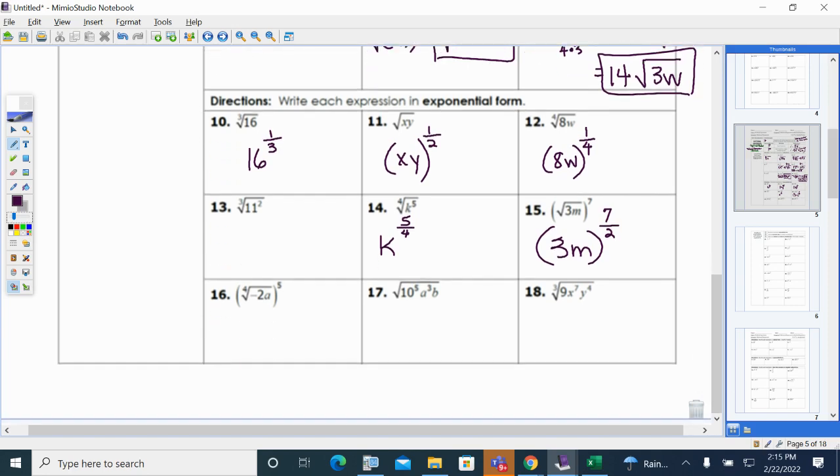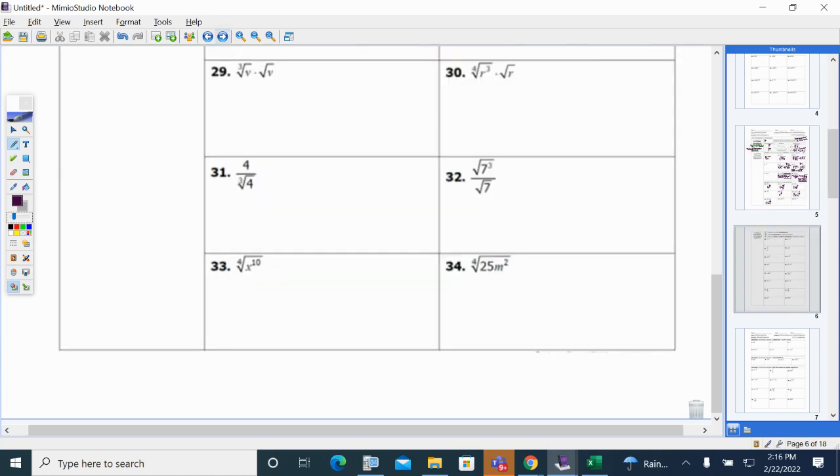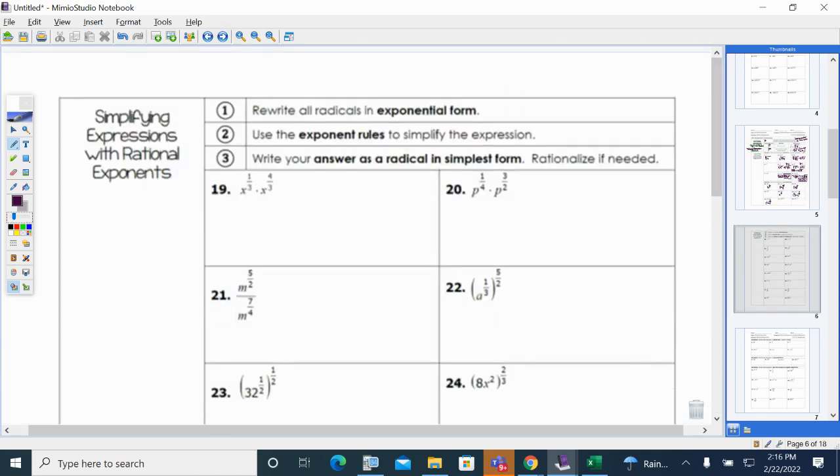Let's jump down to number 16. On number 16, the base is negative 2a, so I'm going to write my negative 2a in parentheses. My numerator is going to be the 5, and my denominator is going to be the 4. So that's how we convert from radical to exponential.